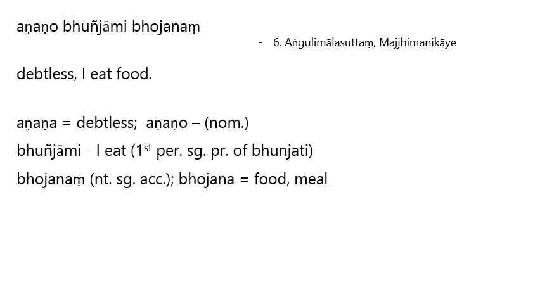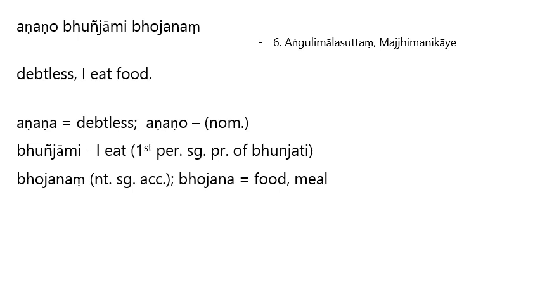In Angulimala Suttam, Angulimala says, Anano bunjami bhojanam. Deathless I eat food. Anana is an adjective which becomes anano in the nominative case. Bunjami is the first person singular present tense form of the verb bunjati. Bhojanam is neuter singular accusative case. Now let us try to understand why the Arahant Angulimala calls himself deathless.